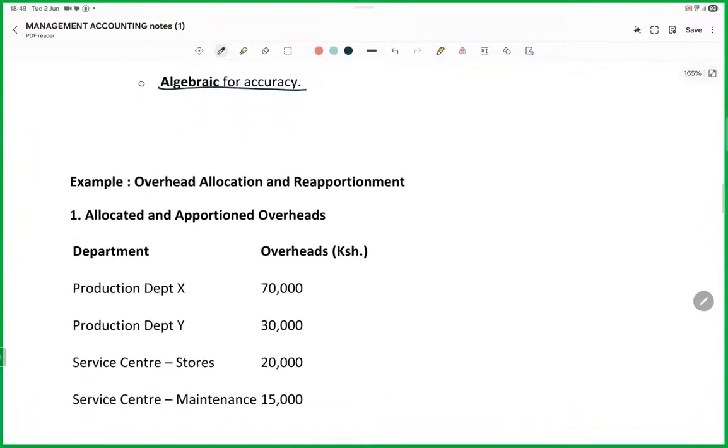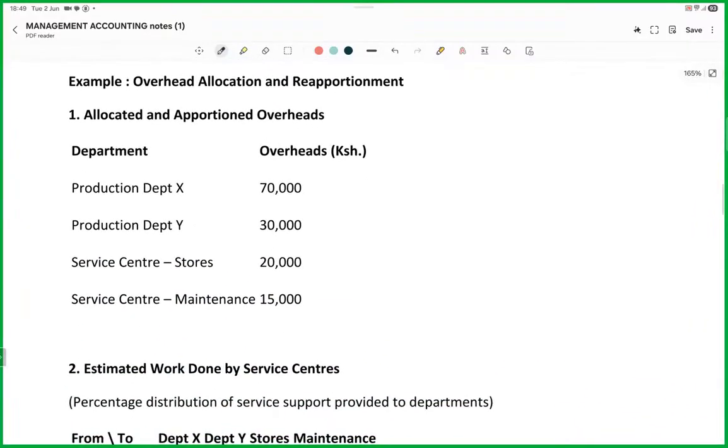Example, we are given a very good example that I would want us now to work on. We are given allocated and apportioned overheads. So we have here departments. We have department X, department Y.